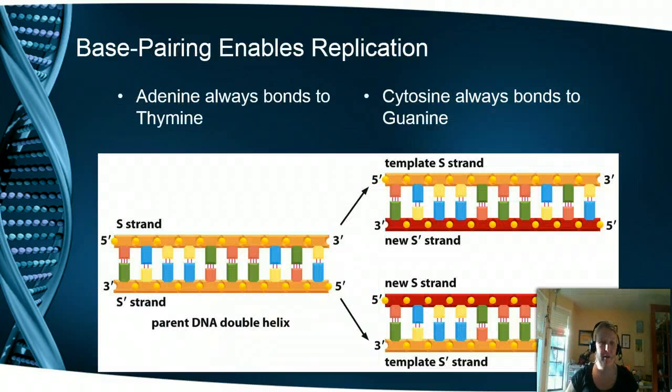So first we need to talk about base pairing. We talked about this a lot in Chapter 5, but remember that adenine will always pair with thymine and cytosine will always pair with guanine. So when we do DNA replication, these bases will always pair together.